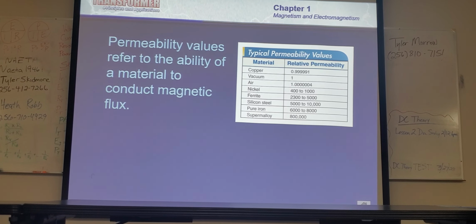Permeability values refer to the ability of a material to conduct magnetic flux. So you see that copper does not conduct magnetism very well. It's a little bit worse than air. And iron has a permeability of 6,000 to 8,000, versus not even one for copper.